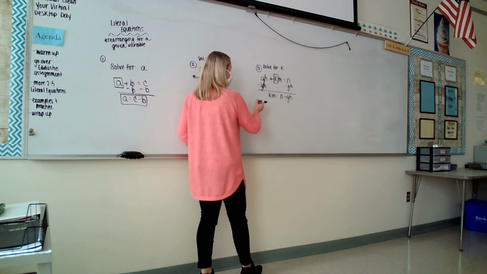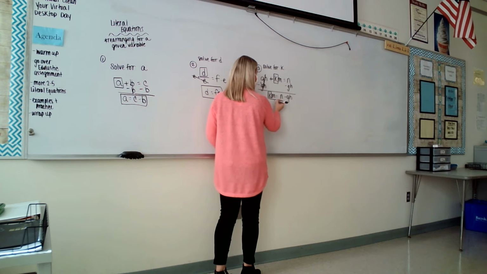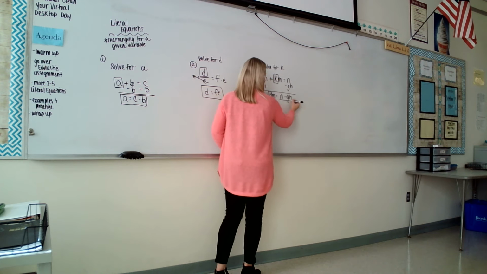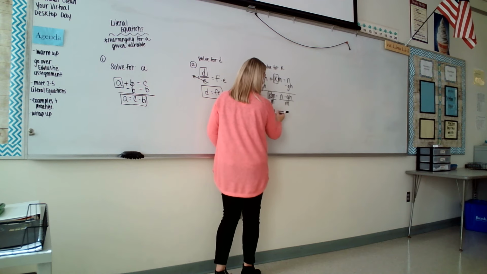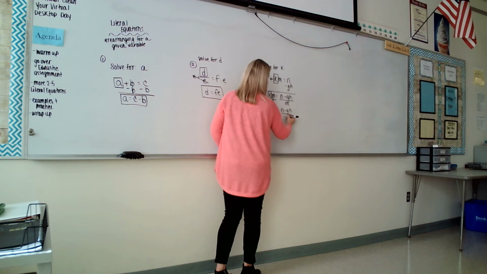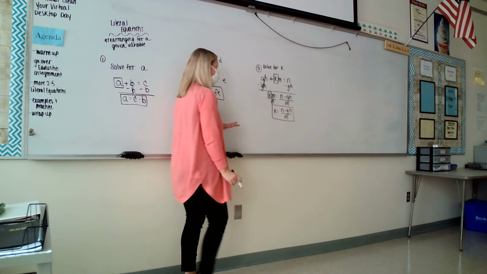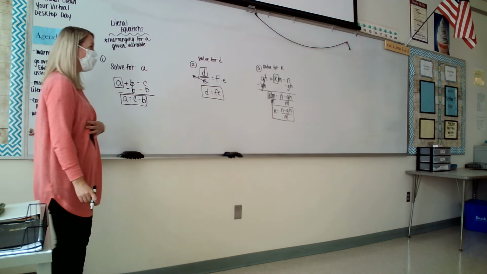And then once again, I still want K by itself. So those are connected with multiplication, the opposite is division. So my final answer is K equals N minus GH over M. All right, whew, okay, that was a little bit more. We're going to try another one like that.